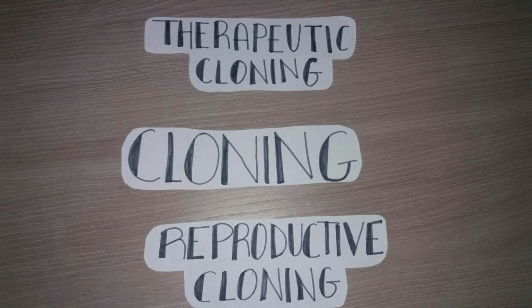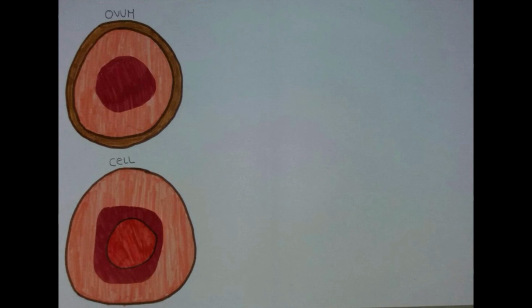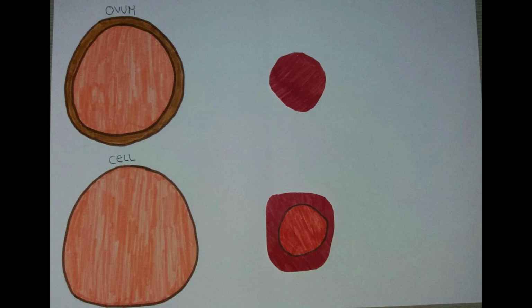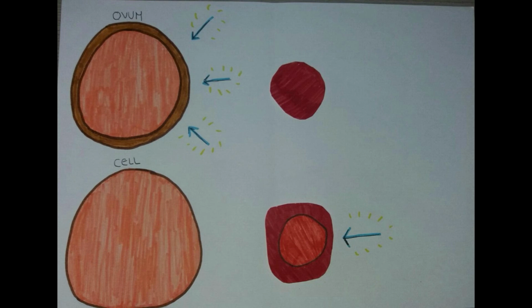There are two types of cloning: therapeutic application and reproductive application. They have the same process except the final phase. The process. First, an ovum and a cell are taken. In the ovum, the nucleus is removed, and in the cell, the nucleus is extracted. Now we have an ovum without a nucleus and an extracted nucleus from the cell.